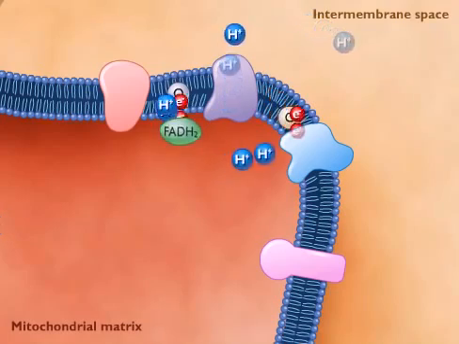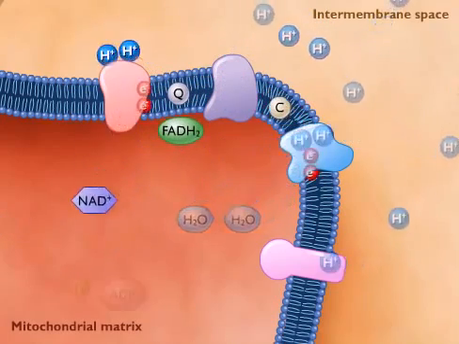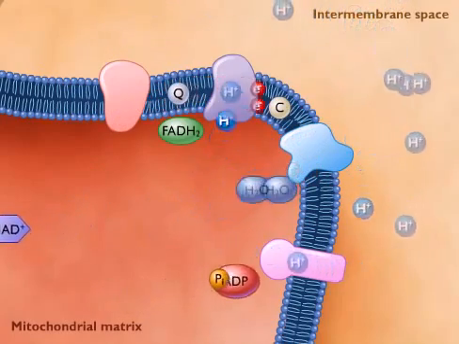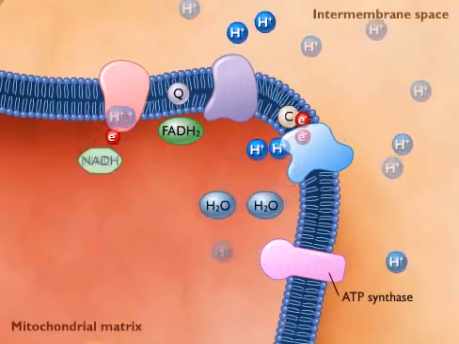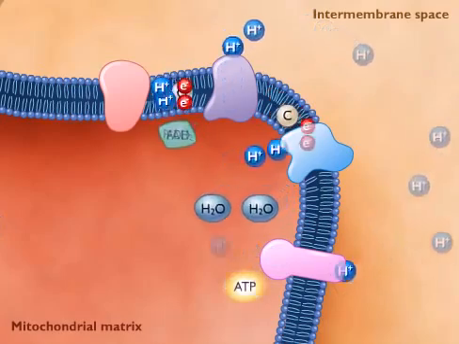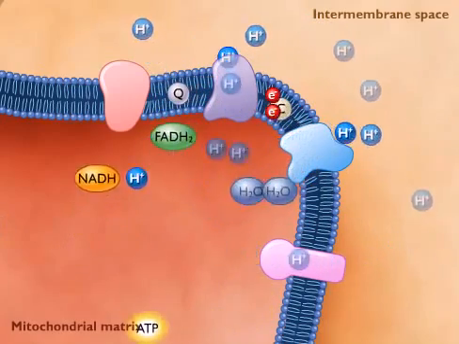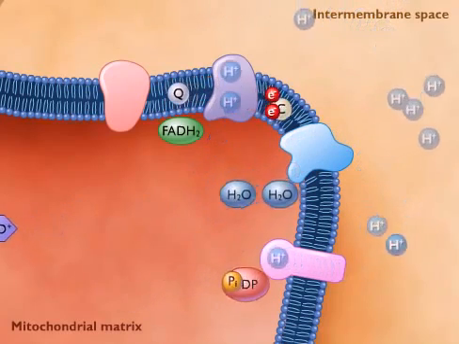Since membranes are impermeable to ions, the protons that re-enter the matrix pass through special proton channel proteins called ATP synthase. The energy derived from the movement of these protons is used to synthesize ATP from ADP and phosphate. Formation of ATP by this mechanism is referred to as oxidative phosphorylation.